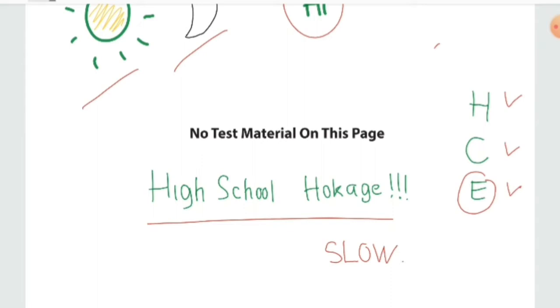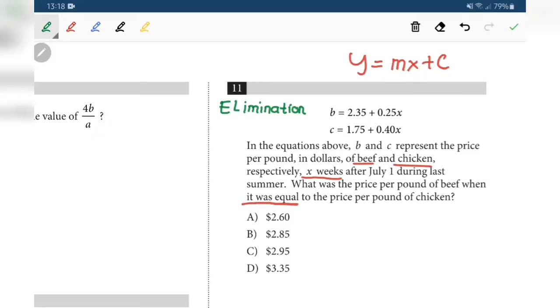Okay, let's begin. We start with number 11. Yeah, this is an elimination question. Number 11 is talking about the price of beef and chicken in weeks. What was the price per pound of beef when it was equal to the price per pound of chicken? Here, simply B equals C. We want to know when it happens. So we are trying to find x first and then we find the price.